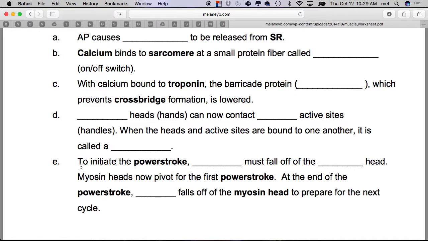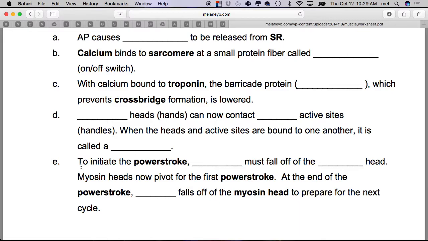Where were we? Cross-bridge. So to initiate a power stroke, what must fall off? Raise your hand. Phosphate must fall off the blank head. Which protein has the heads again? Myosin has the heads, exactly. The phosphate must fall off the myosin head.